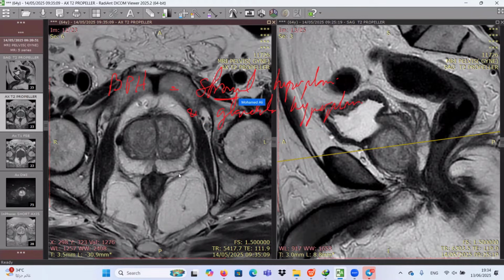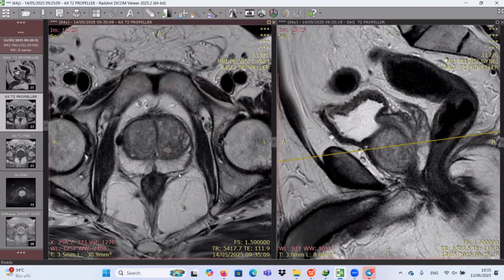If we find stromal hyperplasia or stromal proliferation, it will be characterized by gray nodules in T2 terms. While in glandular hyperplasia, we will find bright nodules. As you can see here, this is a bright nodule rich in mucin, so it displays high signal intensity in T2 terms. So stromal hyperplasia is characterized by gray nodules, while glandular hyperplasia or proliferation is characterized by bright nodules.